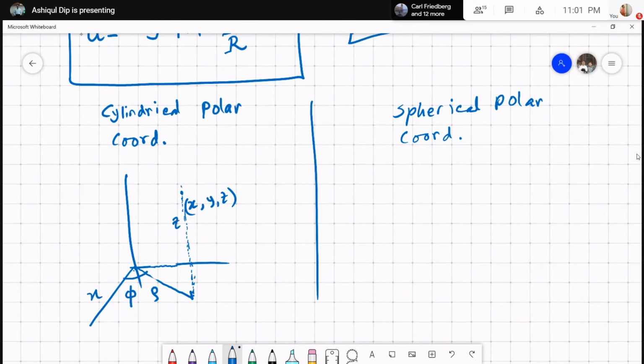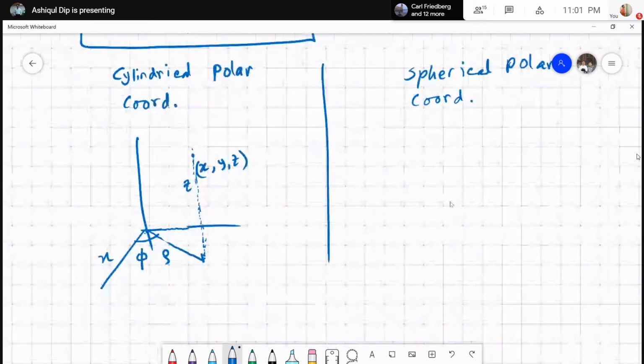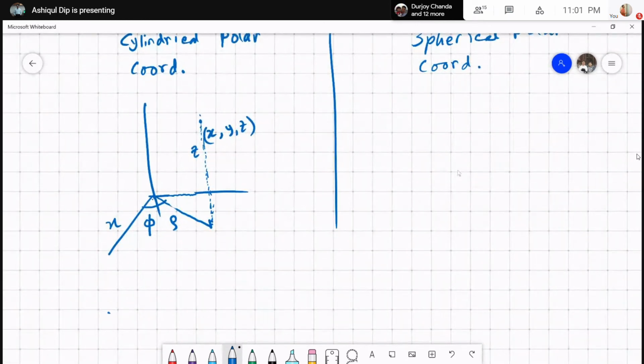So the relation between Cartesian and cylindrical polar is pretty simple because the z coordinate remains the same. The x coordinate is just rho cosine phi, where rho is the radial distance, like the radius of the hypothetical cylinder that the particle lies on, and y equals rho sine phi, right?